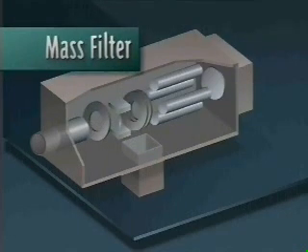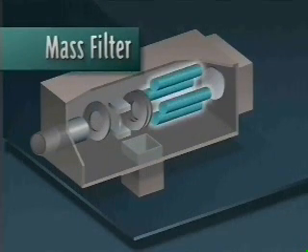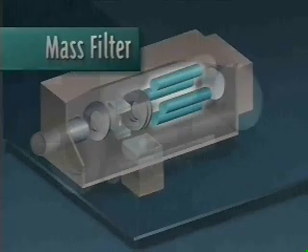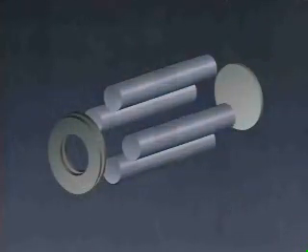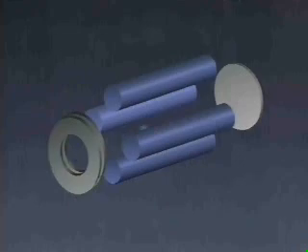The mass filter allows selected ions from the ion source to reach the detector. When correctly tuned, it filters and separates ions based on their mass to charge ratio. Only an ion of one mass can pass through the mass filter at a given time.